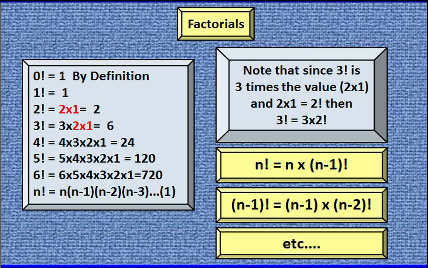Pause the video for a moment while you note and understand the fact that since 3 factorial is 3 times the value 2 times 1, and 2 times 1 equals 2 factorial, then 3 factorial equals 3 times 2 factorial. Be sure you understand that n factorial is always equal to n times n minus 1 factorial, and this can be extended as far as you need to something like n minus 1 factorial equals n minus 1 times n minus 2 factorial.